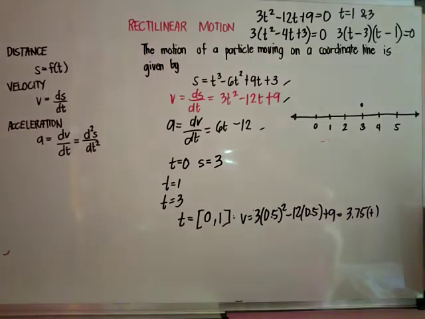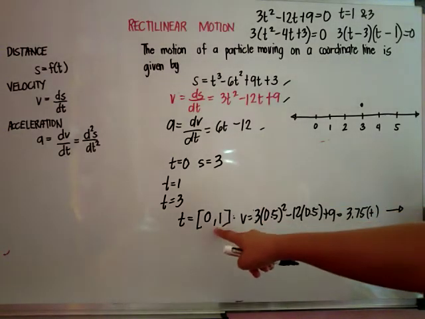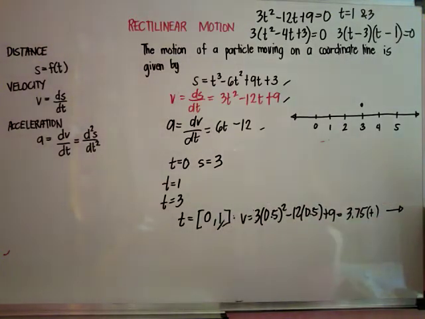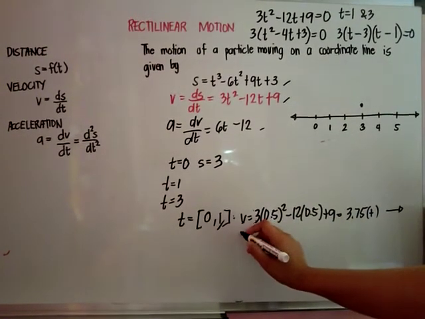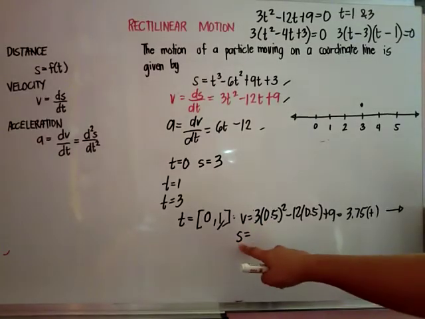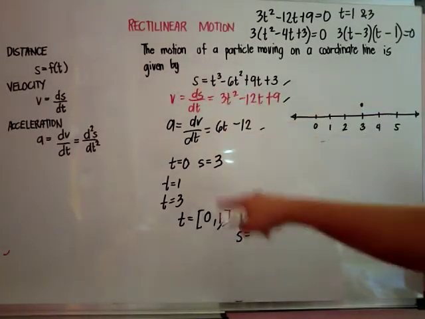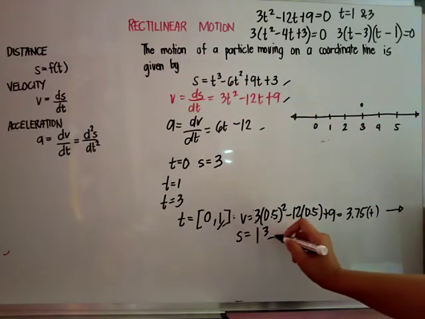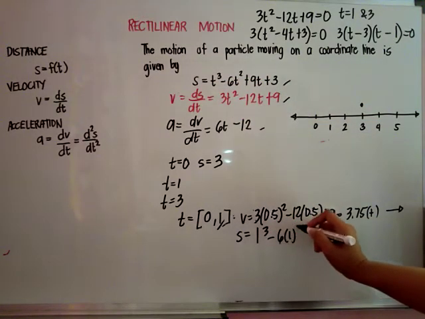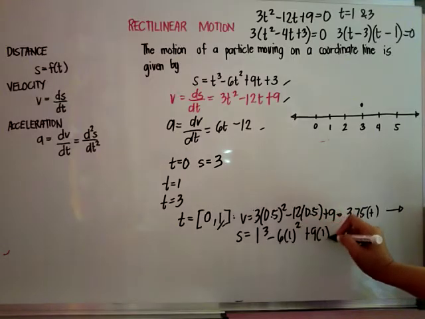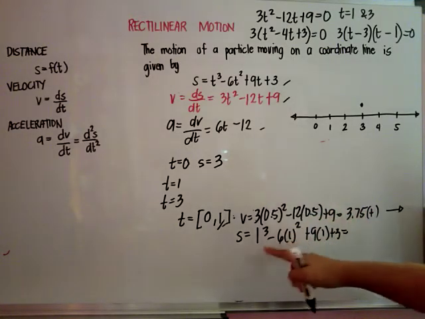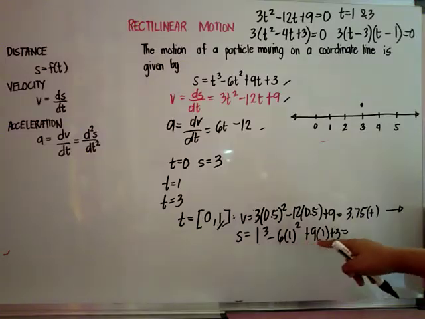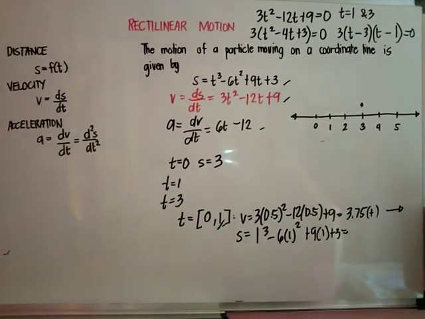Nalaman natin siya ay to the right. So, ano naman yung position niya after 1 second? Kumbaga, after 1 second, ano naman yung position niya? So, ang gagawin natin, yung s, substitute natin ng 1. So, we have 1 cubed minus 6 times 1 squared plus 9 times 1 plus 3. This is equal to 1 minus 6 plus 9 plus 3, is equal to 10 minus 6, is 7.